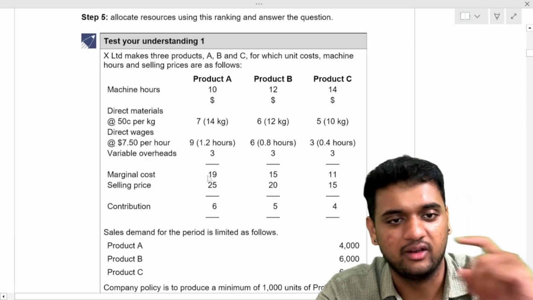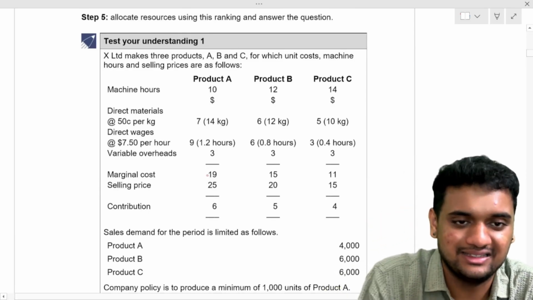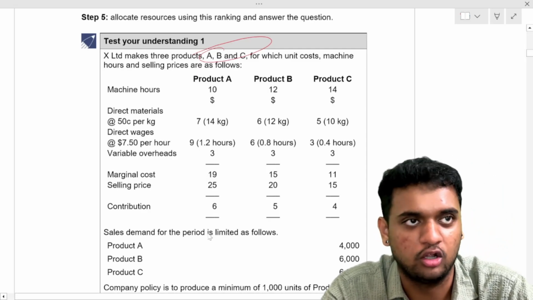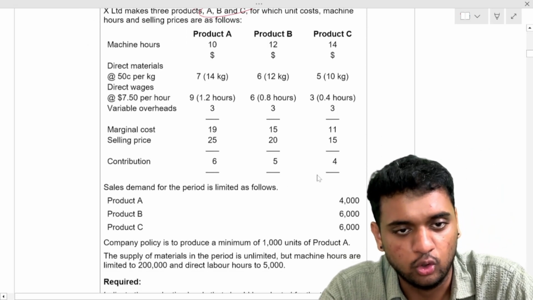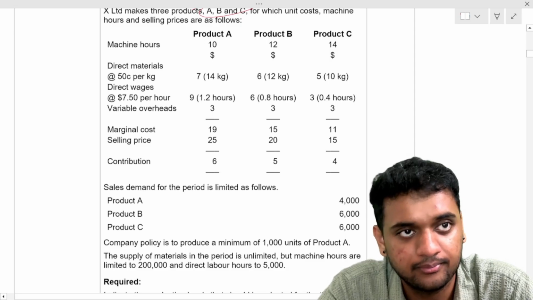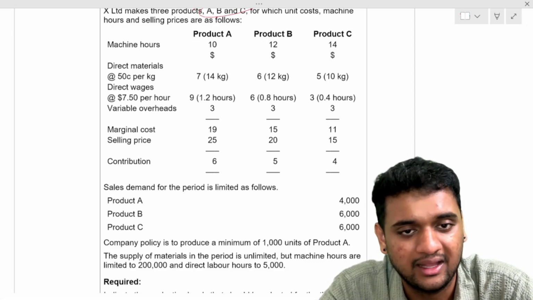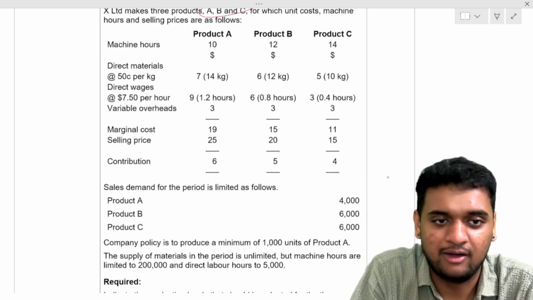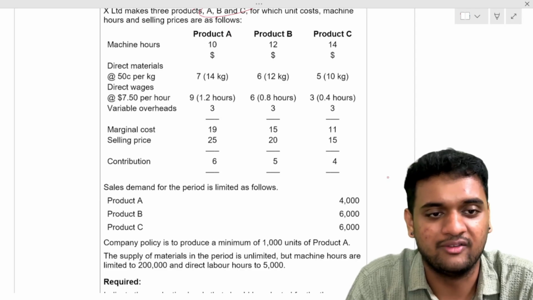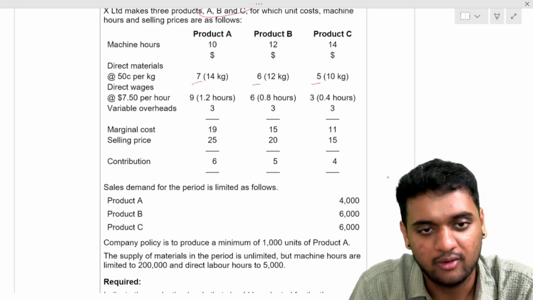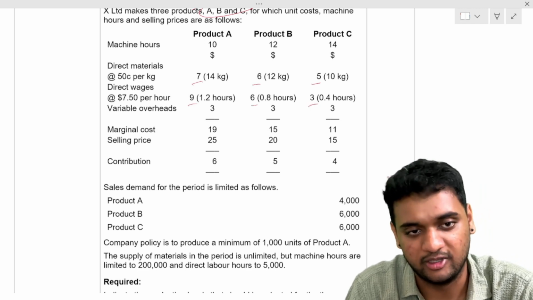Now, what is given here? X Limited makes 3 products. With this question, I will take the chart concept. If you do one question, all concepts will be covered. So, what are the machine hours required to produce products A, B, and C? Look at the question: 10, 12, and 14. To produce one product, we need 10 hours, 12 hours, and 14 hours. Below that, what is given? Direct material is 7 rupees, 6 rupees, and 5 rupees per unit. Wages are 9, 6, and 3 rupees per unit.